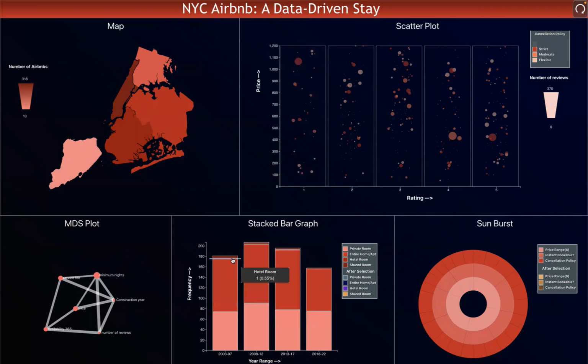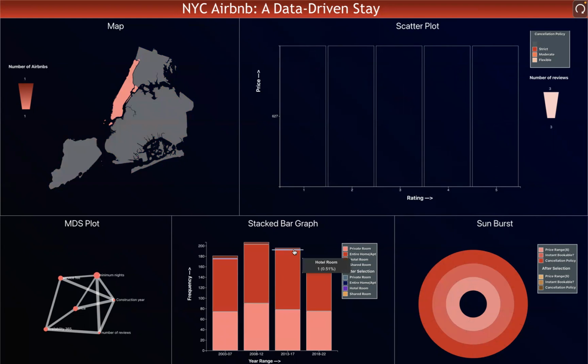As you can see, one interesting observation here is that the number of hotel rooms is very low in the data set that we got, and there are only two hotel rooms available, and those are available only in Manhattan.